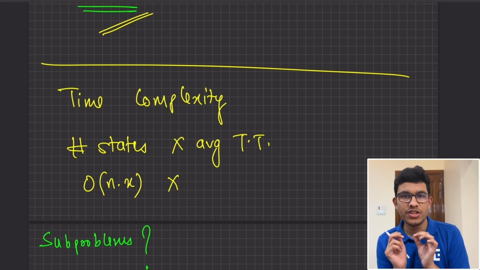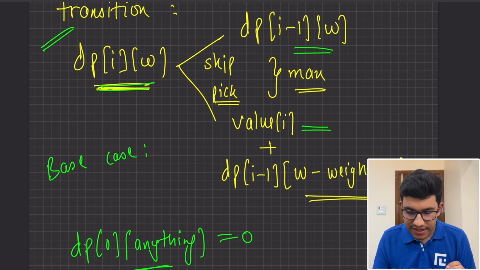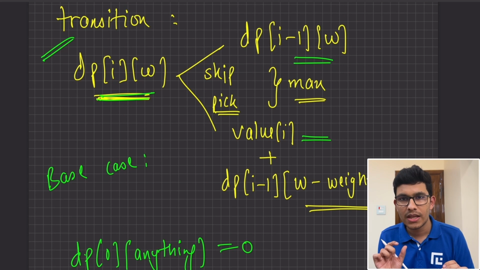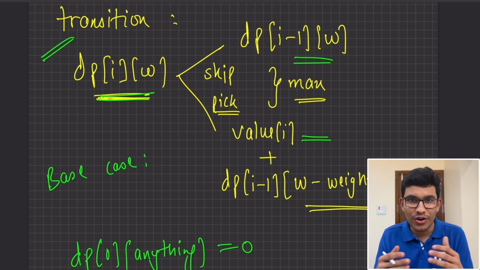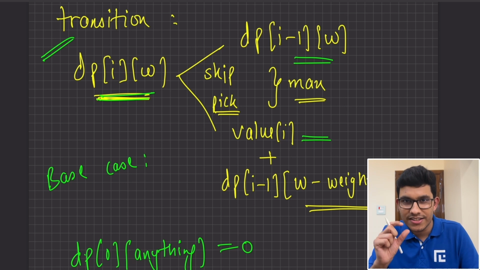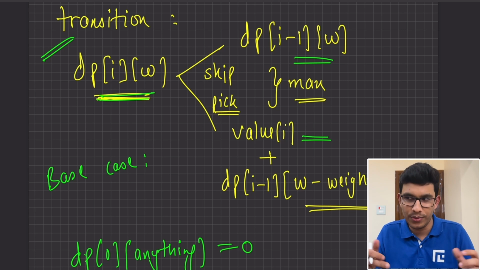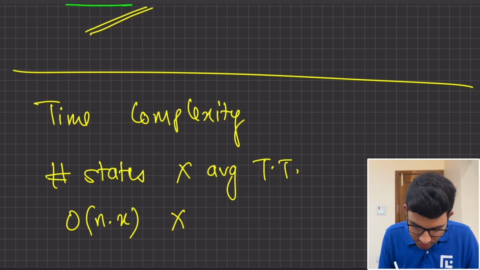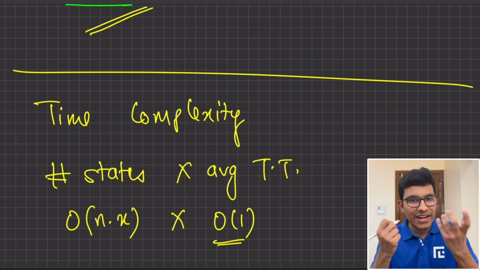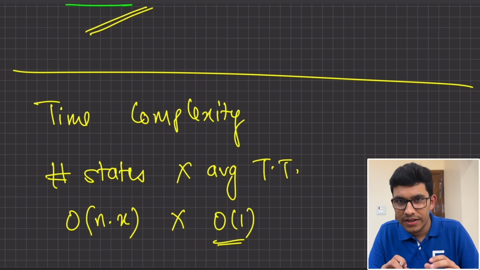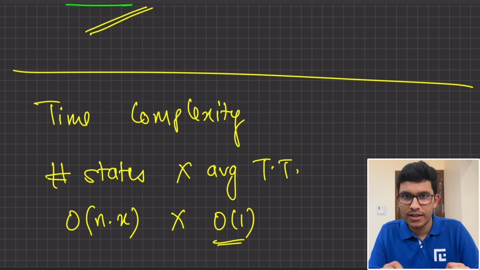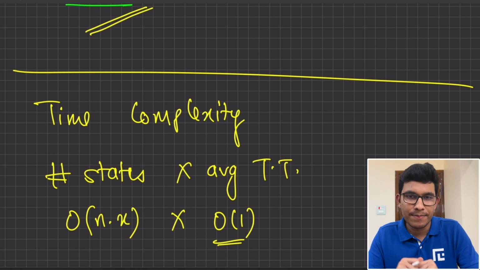What is the average transition time? Clearly, you are just considering the maximum of two possibilities. If you're only considering the maximum of two possibilities, then you are not essentially doing any work here. It is just an order of one type of work that you're doing. So I can say average transition time is order of 1. So final time complexity becomes what? Final time complexity becomes order of n into x. Got it? So yes, that is the solution for this knapsack problem.